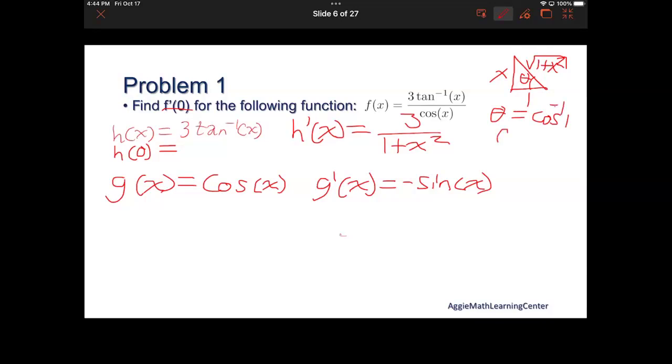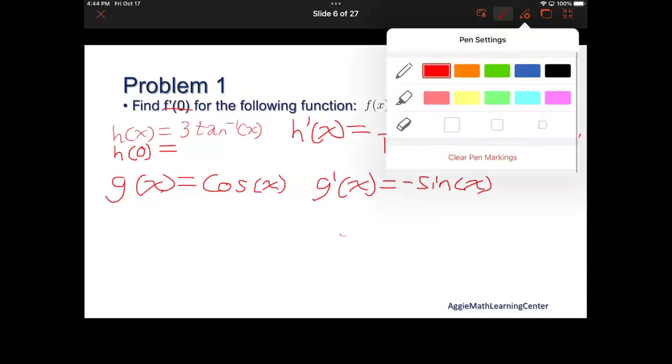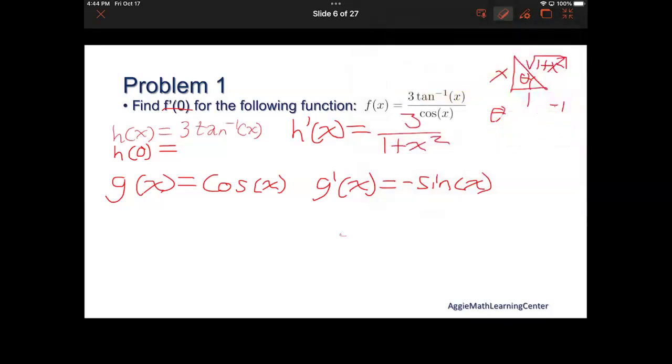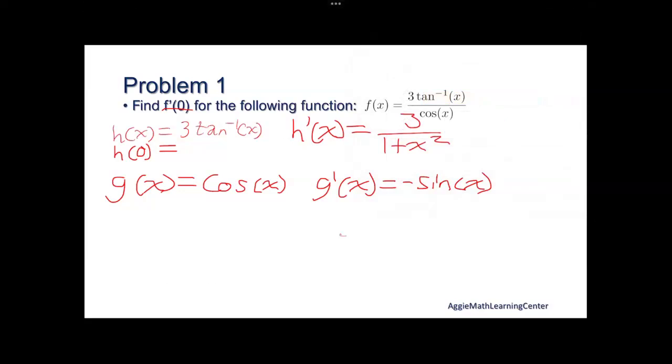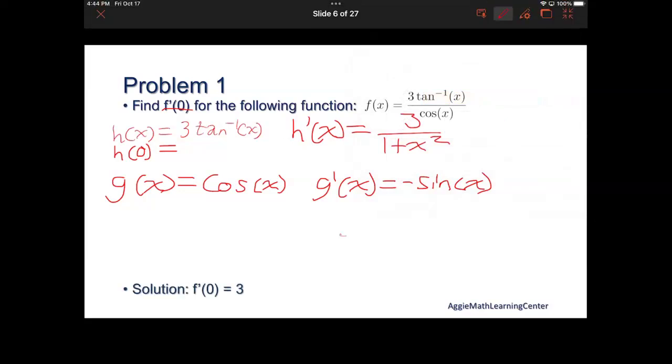So when does cosine of theta equal 1? That happens at 0. So we know that that's going to be equal to 0, which is a pretty good number in my opinion. I like 0 in math. So this is equal to 0.